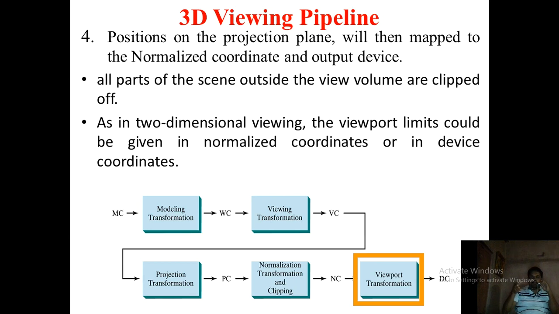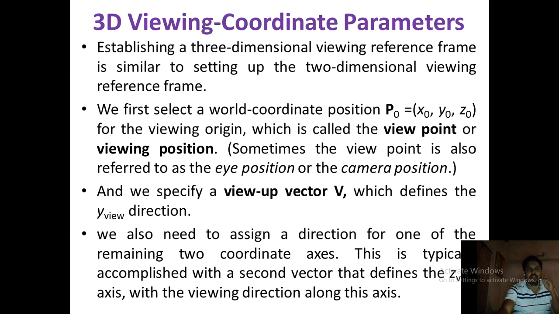Then as in two-dimensional viewing, the viewport limits could be given in normalized coordinates or in device coordinates, right? Normally we will keep all the coordinates in normalized coordinates. Then whenever we are displaying from that normalized coordinate, depending on the device coordinate, we will map the normalized coordinates to device coordinates. Then we will start displaying on our device coordinate, right?